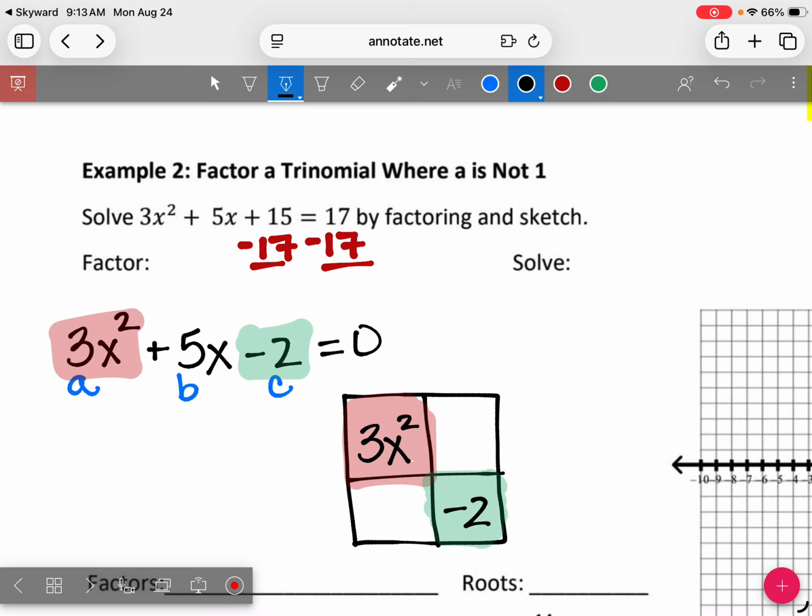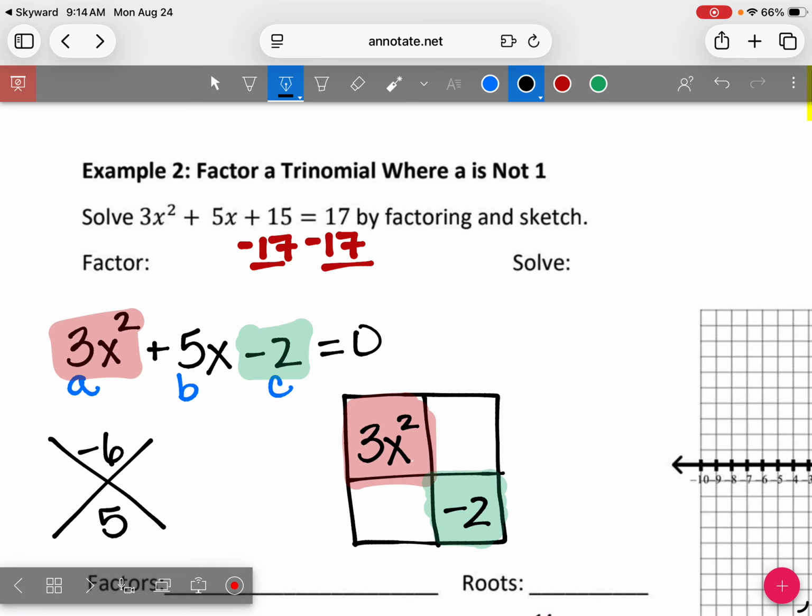Let's make our X. On top of the X, you're taking A times C. So that would be 3 times -2. Go ahead and see what you get. Take 3 times -2, put that on top. It's always A times C on top. So 3 times -2 gives you a -6. The B value is 5.